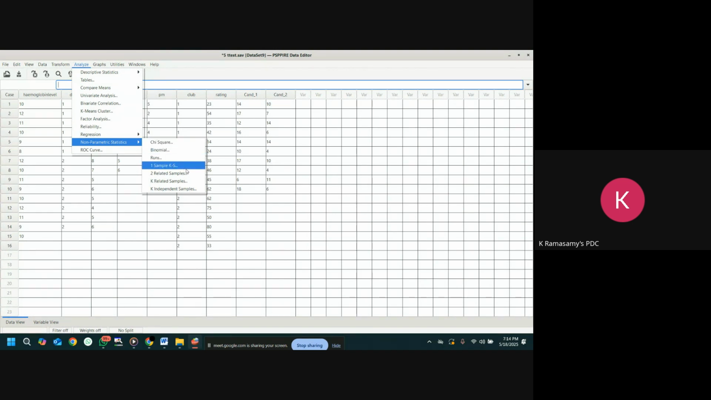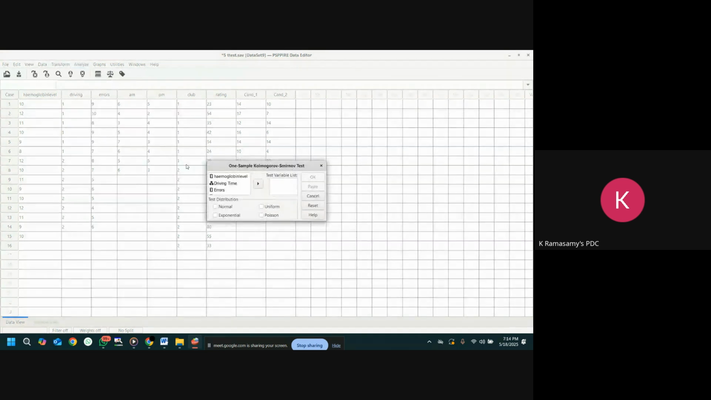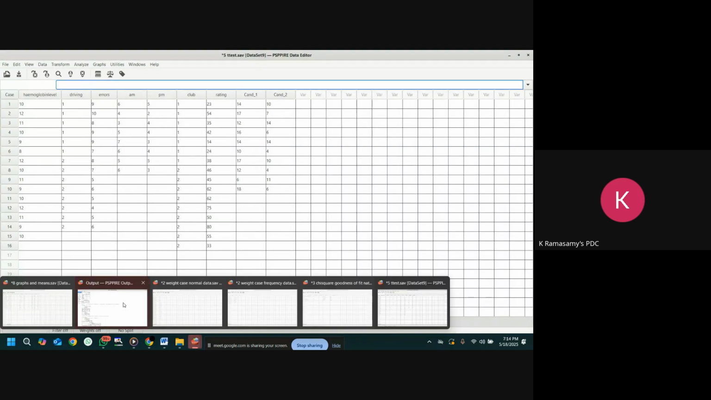Okay, fine. Now let us check. How to check it? Go to Analyze, go to Non-Parametric Statistics, click on One Sample case test. See, the one sample case test is used to check whether your data is normally distributed or not. There, what is the variable to be tested? Number of errors. Send it across. And what kind of distribution? You have to check whether data is normal or not. I selected normal and say okay. Then let us go for the result.